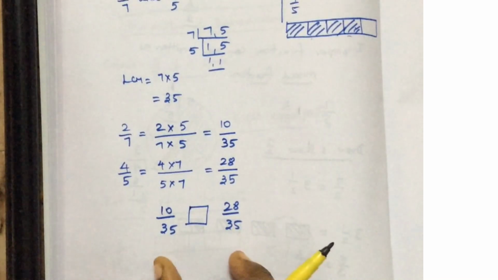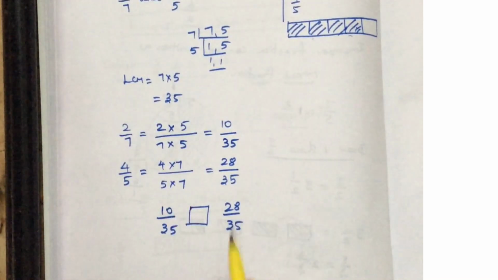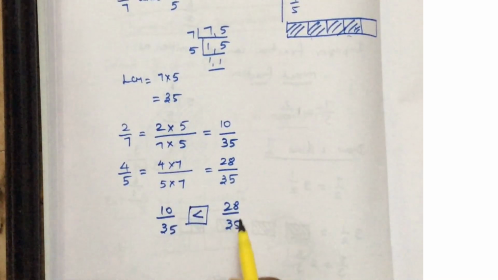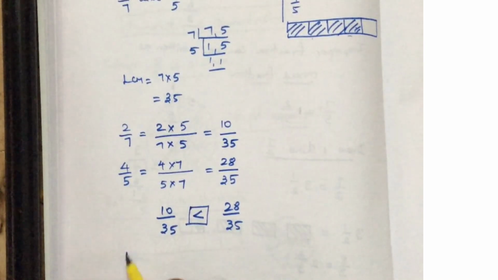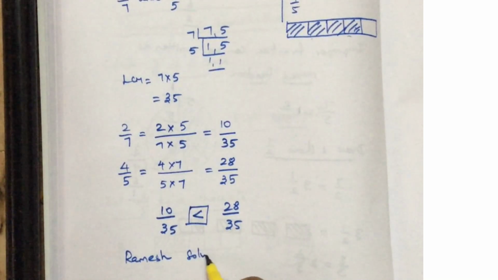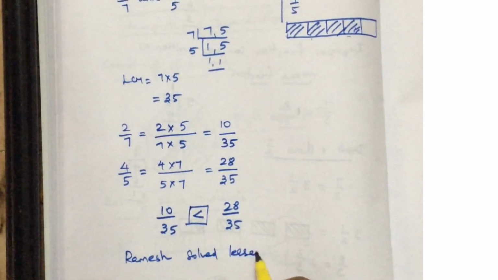Now the denominators are the same, you should compare the numerators. This is lesser and this is bigger. Who solved the lesser part? Ramesh solved the lesser part.